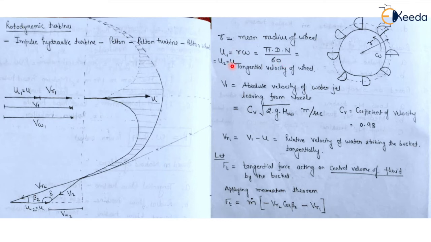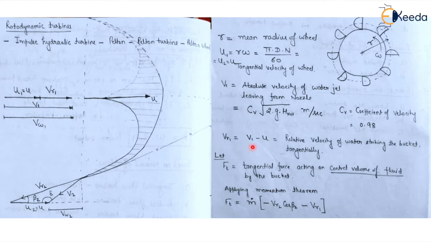That's why we will write U. This is the tangential velocity of the wheel. Now V1 is the absolute velocity of the water jet leaving the nozzle. So we can write V1 = Cv square root of 2gH net, where H net is the net head. Cv is the coefficient of velocity. The optimum value for Cv is 0.98.